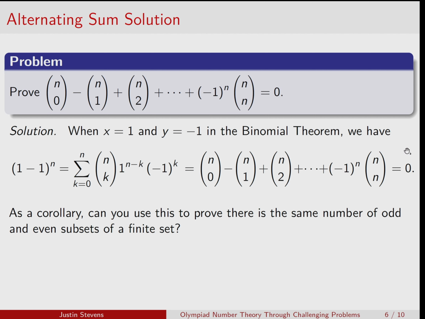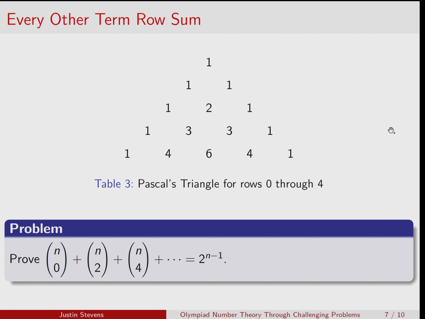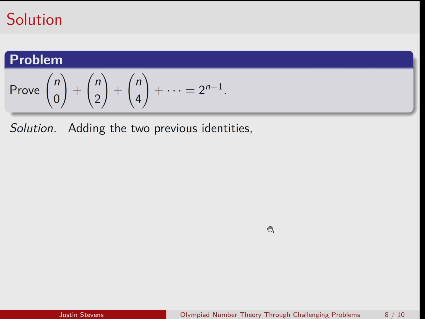So the next identity has to do with the every other term sum. Notice that if we sum up every other term, let's say in the second row, we get 1 plus 1 is 2. In the third row, we get 1 plus 3 is 4. In the fourth row, we get 1 plus 6 plus 1 is equal to 8, which is just always going to be 2 to the row number minus 1. And we claim that this holds in general.